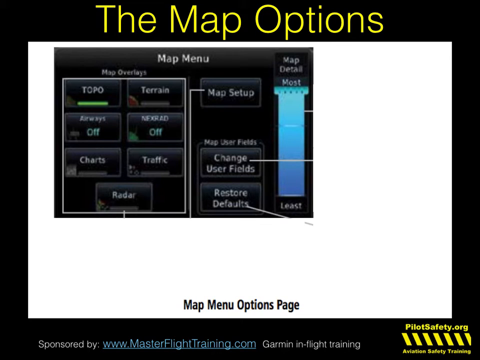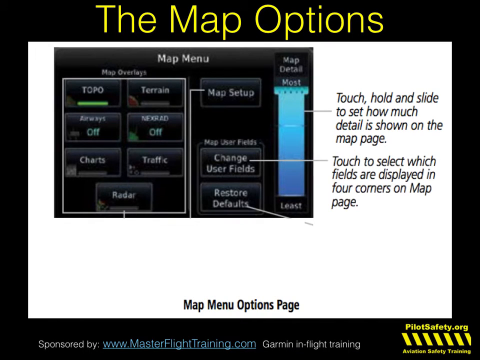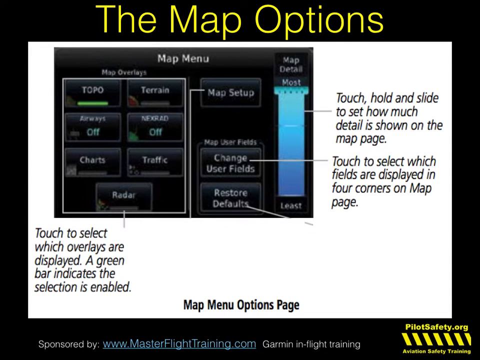So here's the map options button, and this is what I showed. You can just touch and hold and slide to see how much detail. You can choose which data fields you want. You can touch to turn things on and off.